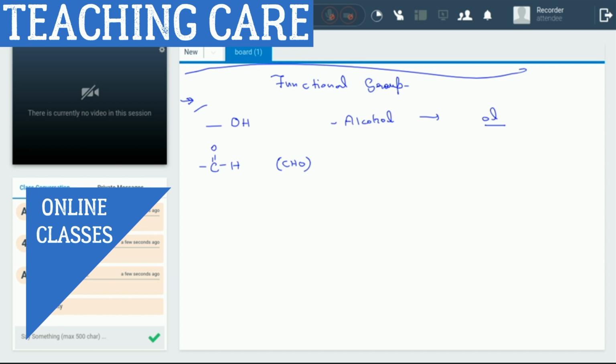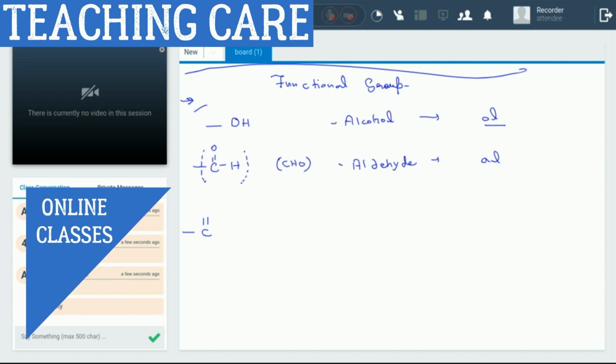Another is known as C double bond O H, and it is written as CHO. This is how it will look in the structure: C double bond H. So it is a CHO. It is called aldehyde, and the suffix name is -al. Okay, -al.